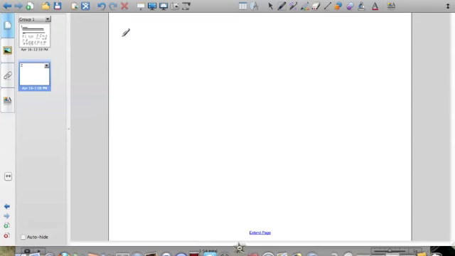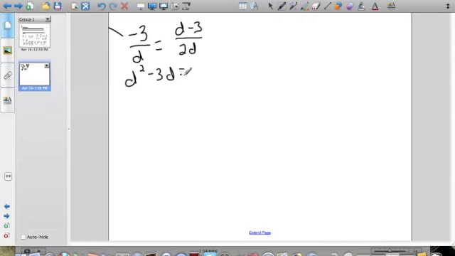Okay, so we'll do 2 more examples. Now again, we got to keep in mind our factoring. In our next example, we're going to have negative 3 over d is equal to d minus 3 all over 2d. All right. Now again, we got to cross multiply and divide. Okay. So in this case, I end up with d squared minus 3d is equal to negative 6d.